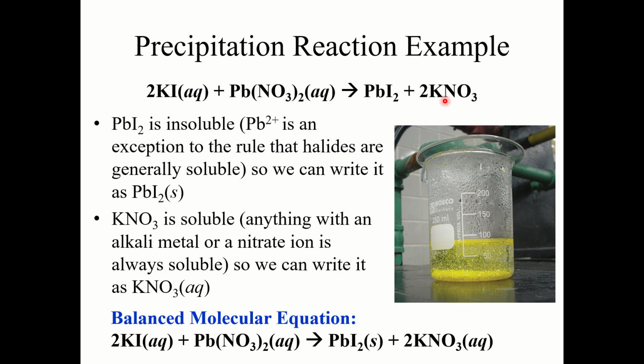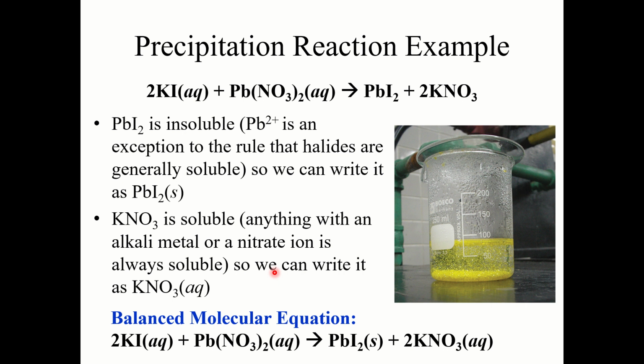Now KNO3 is a bit easier. This is soluble. Anything with potassium or anything with nitrate is always soluble. So we would write KNO3(aq). So your final answer here, the balanced molecular equation, would be 2 KI(aq) plus Pb(NO3)2(aq) forms PbI2(s) and 2 KNO3(aq). This is the balanced molecular equation.